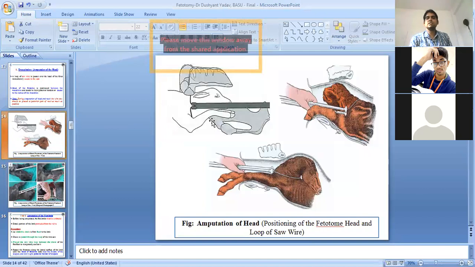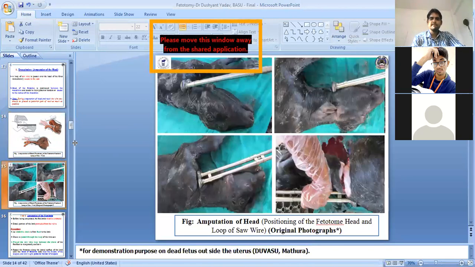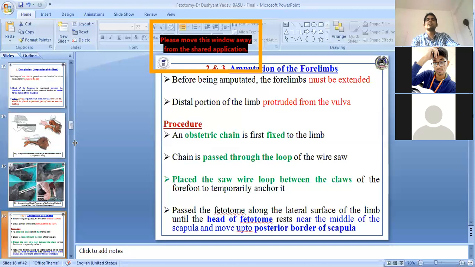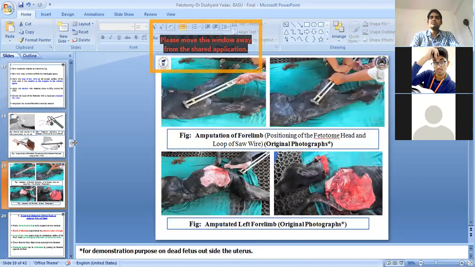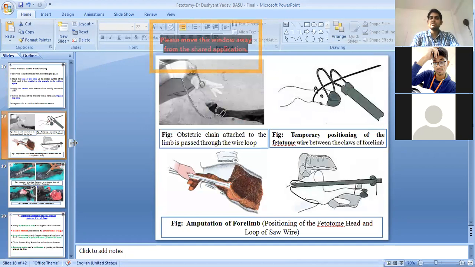In this figure, we should also see the position of the fetotome wire and head, both. And then amputation of the forelimbs. Amputation of the forelimbs. First, you see the figures, photographs. Okay.